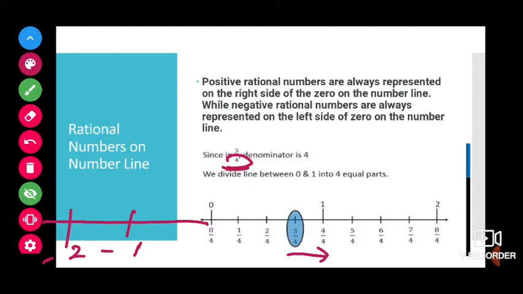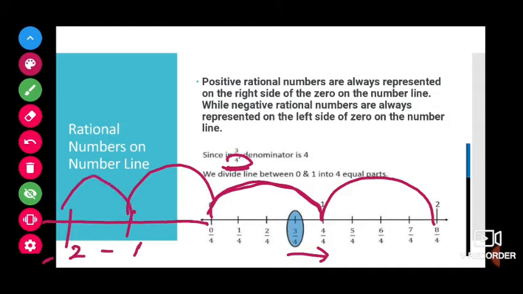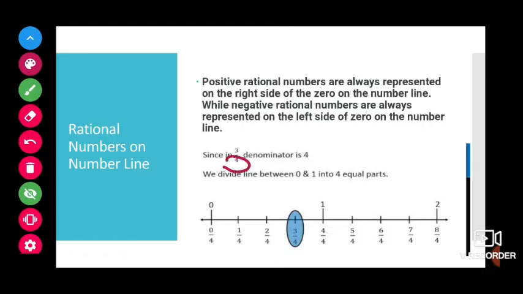So we have to consider units, meaning 0 to 1 is 1 unit, 1 to 2 is 1 unit. Same on this side, on the negative side also: 0 to -1 is 1 unit, -1 to -2 is 1 unit. Like that, each and every whole number to the next whole number we consider as a single unit. Now what is our denominator? 4. So based on the denominator, each and every unit should be divided into that many parts.